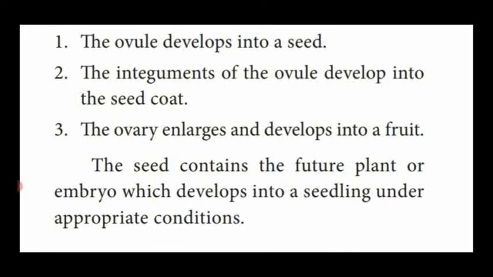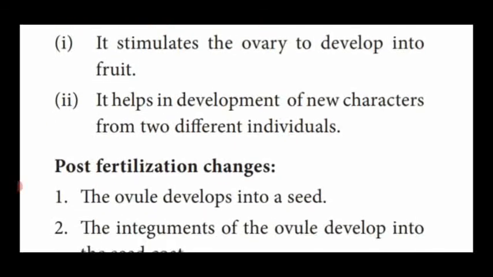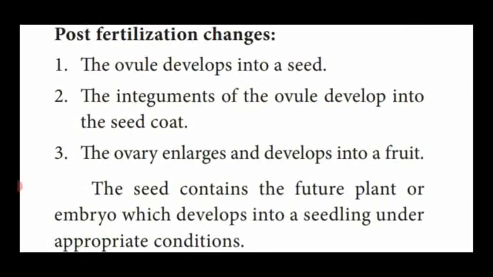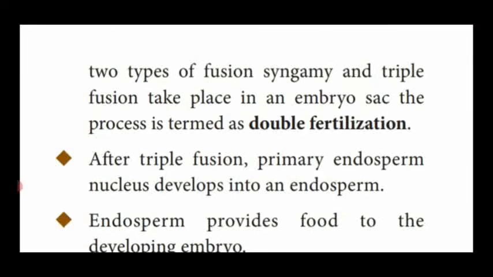Then the seed contains the future plant, or embryo, which develops into a seedling, that means a new plant, under favorable or appropriate conditions. So that is said to be post-fertilization changes occurring in plants. So the significance of fertilization and post-fertilization changes is very, very important for 2-mark and 4-mark questions. Then how fertilization occurs in the plant parts is an important 5-mark question. Along with the diagram, you have to explain the fertilization process.